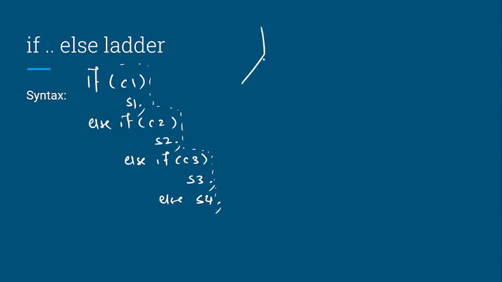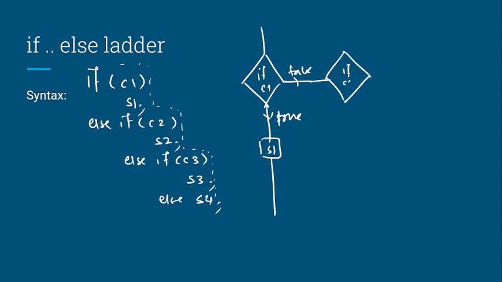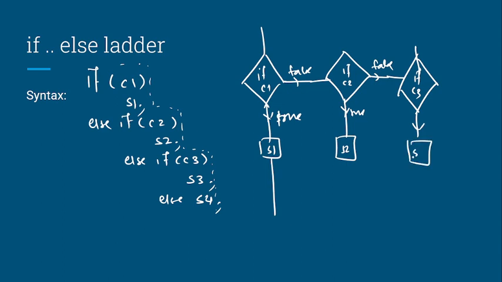So we can very well have, maybe let me be a bit rough. If C1 is true, S1, and it goes down. If it is false, it's going to check for C2. If C2 is true, we have S2. If C2 is also false, we have if C3. If C3 is true, then S3. And if C3 is also false, then by default we have S4. And we can combine all these things together.